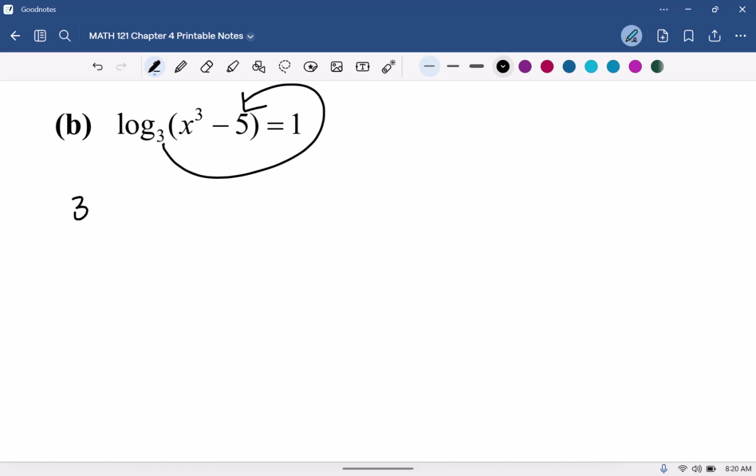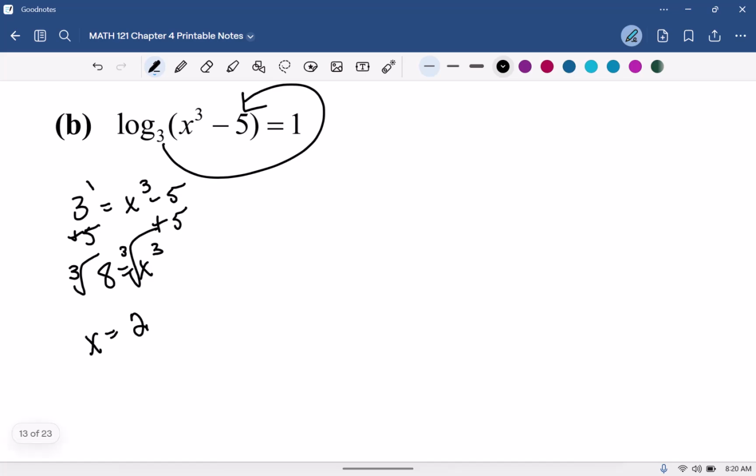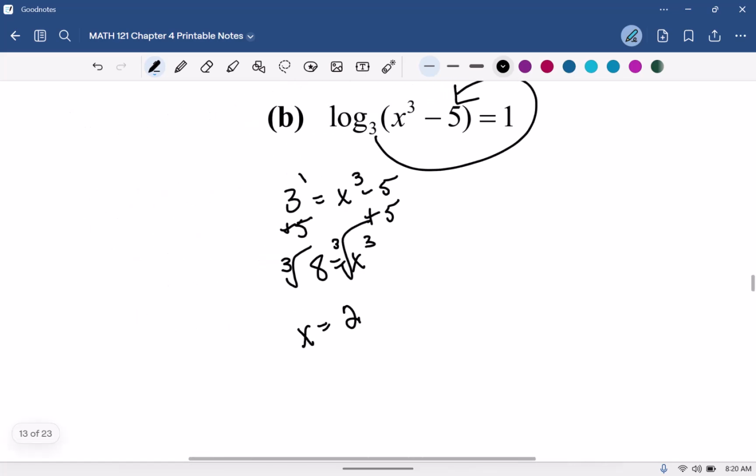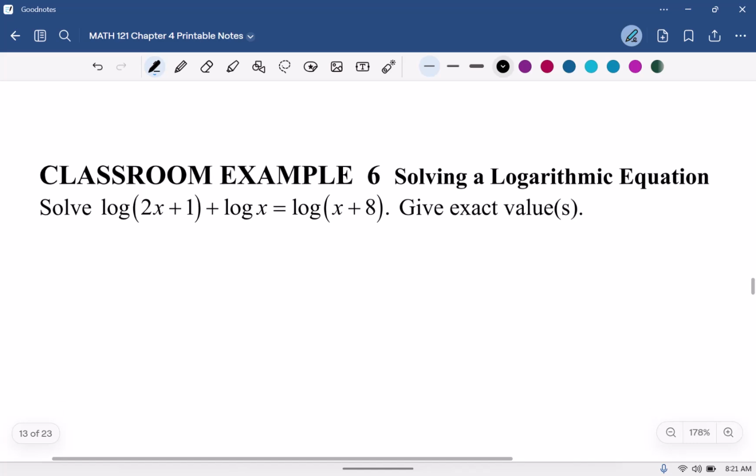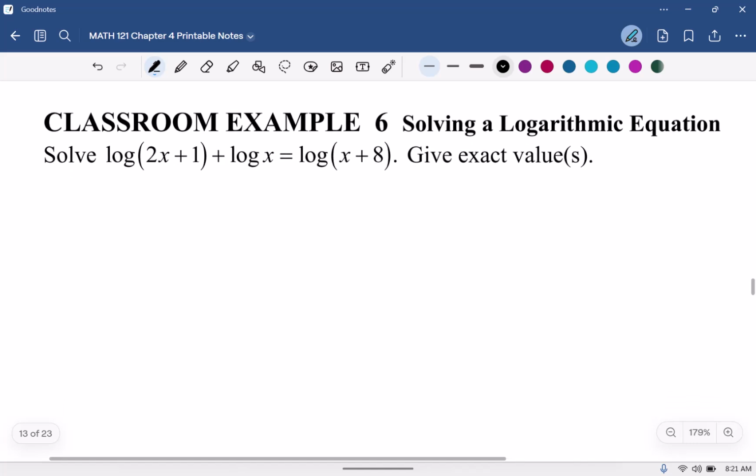So you have 3 to the 1 equals x cubed minus 5. 3 to the 1 is 3. Now I'm going to solve for x. I'm going to add 5. 8 equals x cubed. And to get rid of cubed, you take the cube root. X equals, the cube root of 8 is 2. And then I'm done with that. And remember, cube roots don't have plus or minuses.